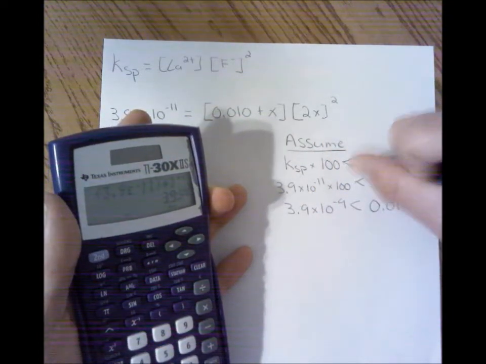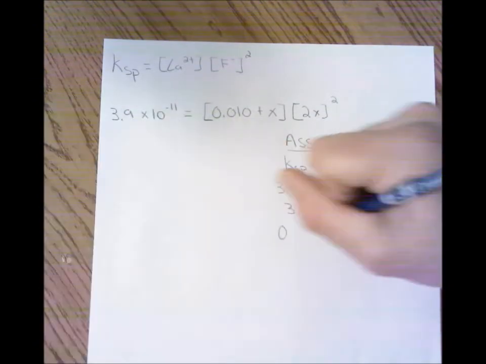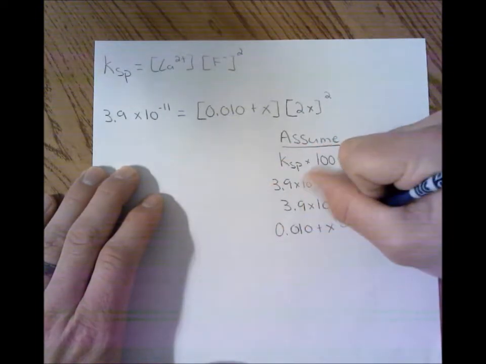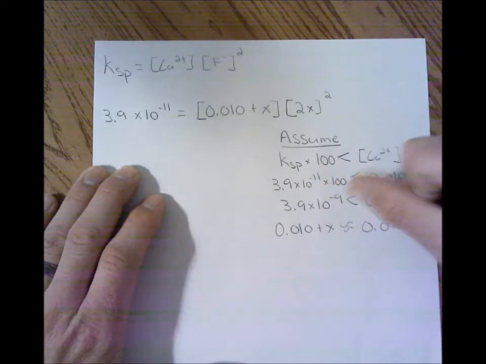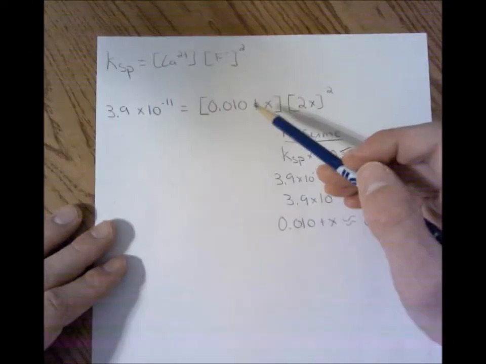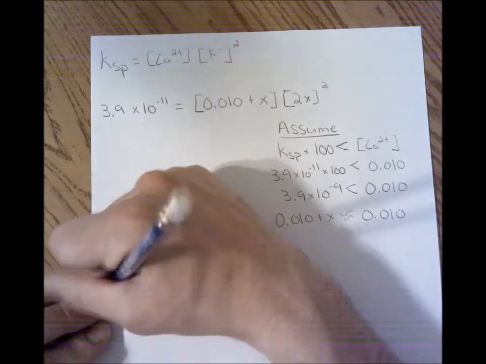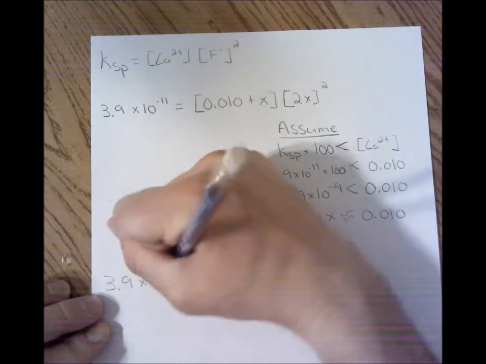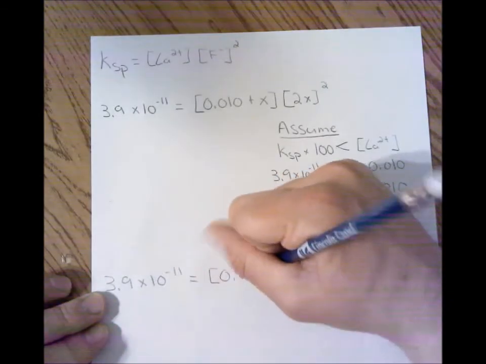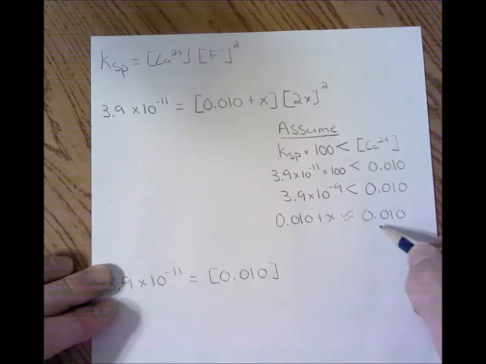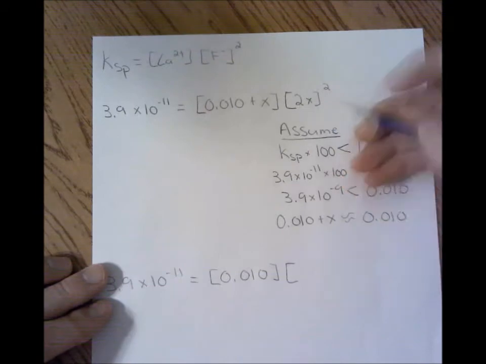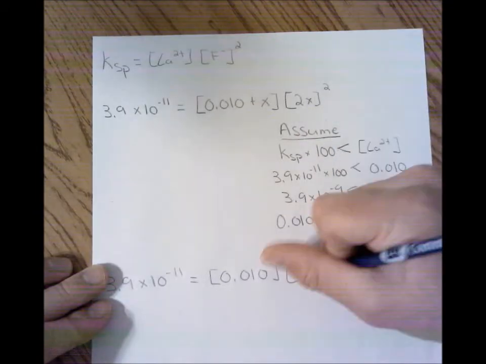0.010. So we can say 0.010 plus x is essentially equivalent to 0.010. So what we do to solve this problem now is we get rid of this plus x. So I'm just going to rewrite this as 3.9 times 10 to the negative 11th equals the concentration, which is 0.010, not plus x because we made that assumption, times this. Now I'm going to go ahead and calculate this. 2 squared is 4, and then x squared is x squared.